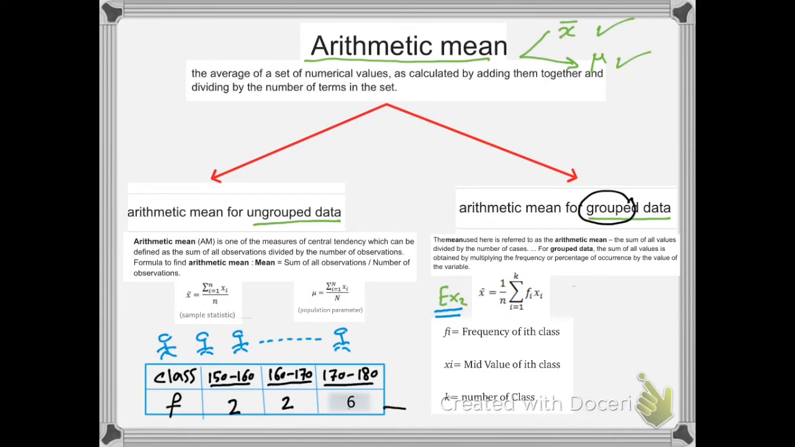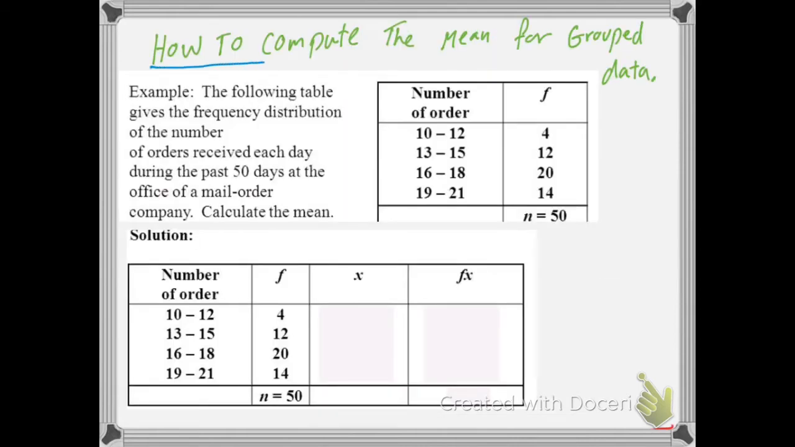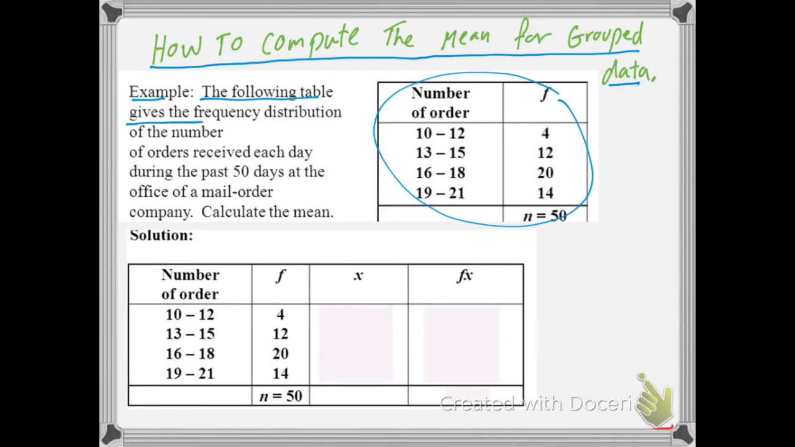But how to compute the average or the mean for such kind of data? Then how to compute the mean for grouped data, like those data here. In this example, the following table gives the frequency distribution of the number of orders received each day during the past 50 days at the office of an email order company. Calculate the mean.